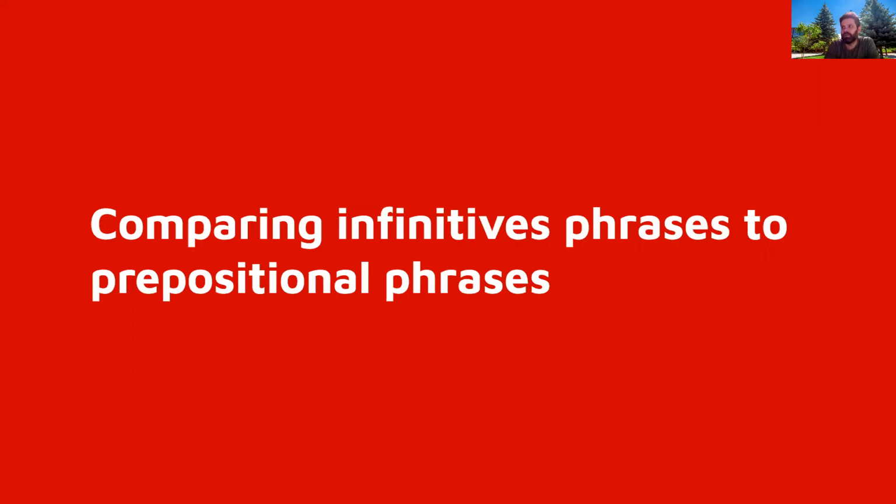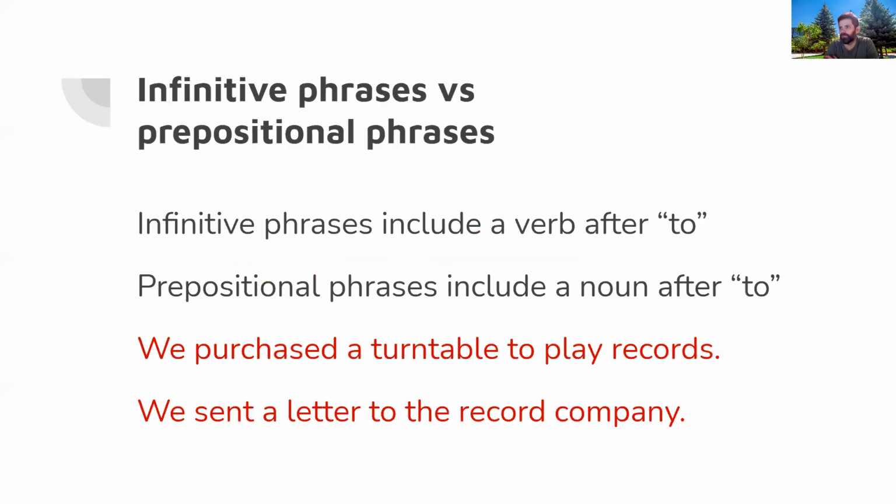Okay, let's talk a little bit now about comparing infinitive phrases to prepositional phrases. So infinitive phrases, we can recognize them. Usually they'll have the to. Sometimes to gets dropped from them, and that makes it trickier. But if the to is there, it's going to be followed by a verb. Okay? Because we need a verb for it to be an infinitive verb phrase. Whereas prepositional phrases that have the to are going to be followed by a noun. To the place, to the store, to my friend. Okay? So here's two examples. We purchased a turntable to play records, and we sent a letter to the record company.